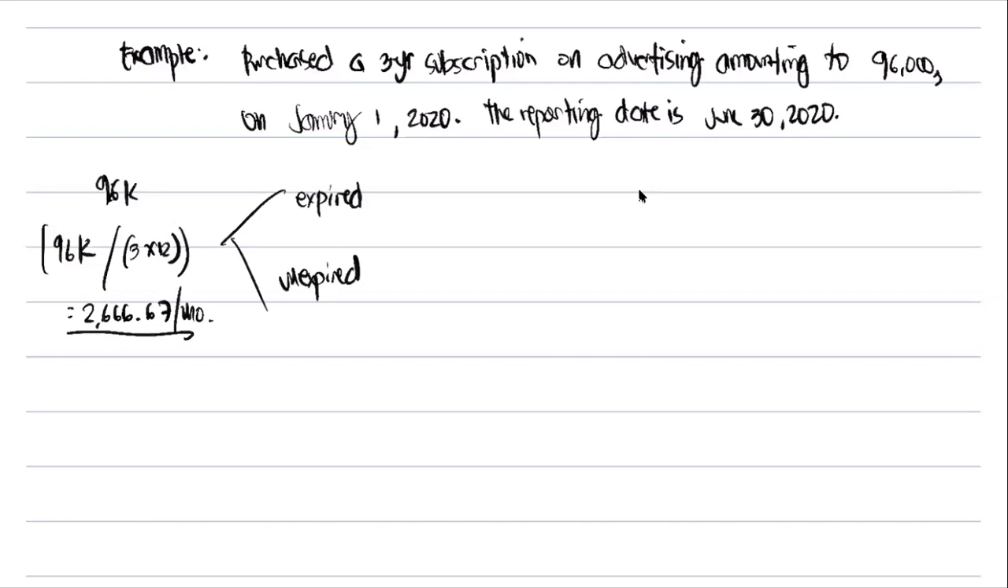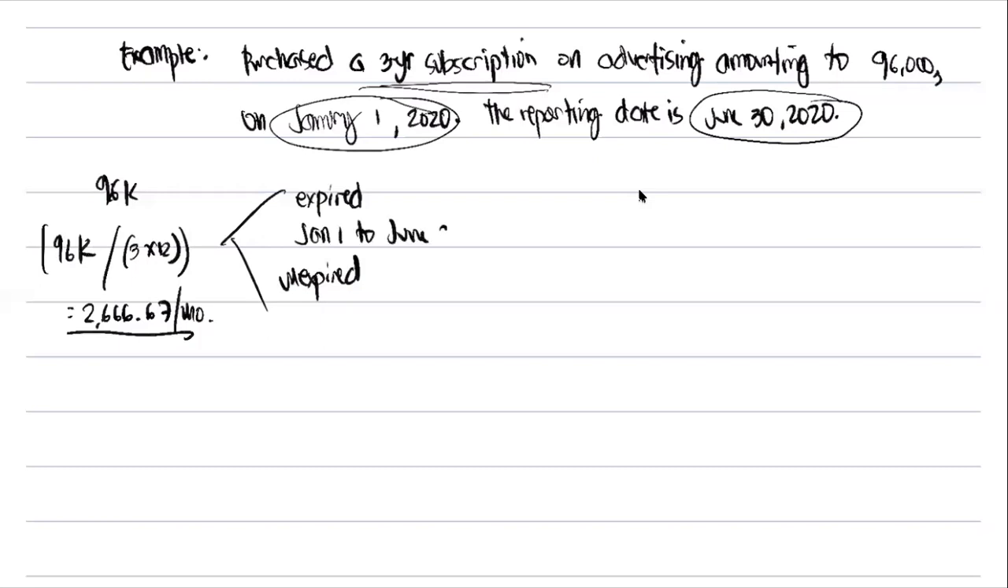Okay. So for the expired portion, that is through passage of time again. Kasi nga, 3-year subscription. So passage of time. So ano yung passage of time na natin? January 1, 2020, tapos June 30, 2020. So January 1 to June 30. We count the number of months. January, February, March, April, May, June. 6 months.